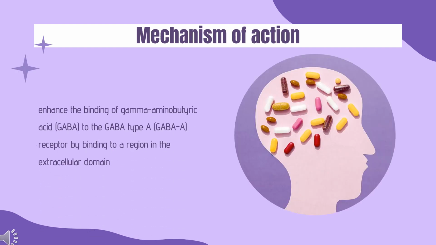Mechanism of action. Clorazepate is a benzodiazepine with depressant effects on the central nervous system. Benzodiazepines are able to enhance the binding of gamma-aminobutyric acid, GABA, to the GABA type A receptor by binding to a region in the extracellular domain found at the interface between the alpha and gamma subunits of the GABA receptor. The interaction of GABA and the GABA receptor promotes channel opening, leading to an increased chloride influx. Consequently, the use of benzodiazepines, such as clorazepate, leads to neuronal hyperpolarization.